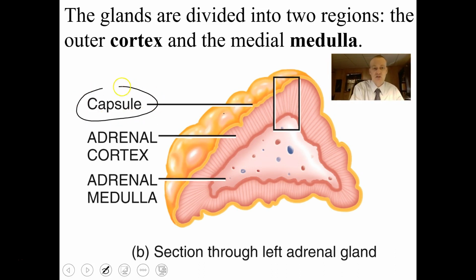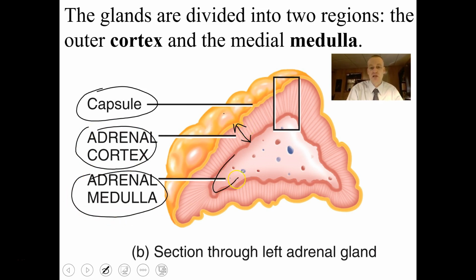So on the outside surface there is a capsule, a material that covers the organ and our gland and makes it separate from the rest of the body. So here we have the cortex. You can see this little section right here is the cortex, and the adrenal medulla would be located in this central portion of the section of the adrenal gland.